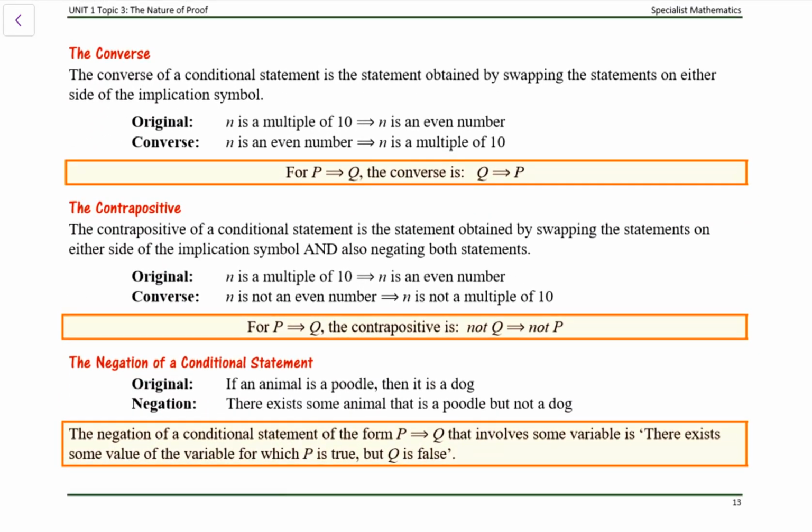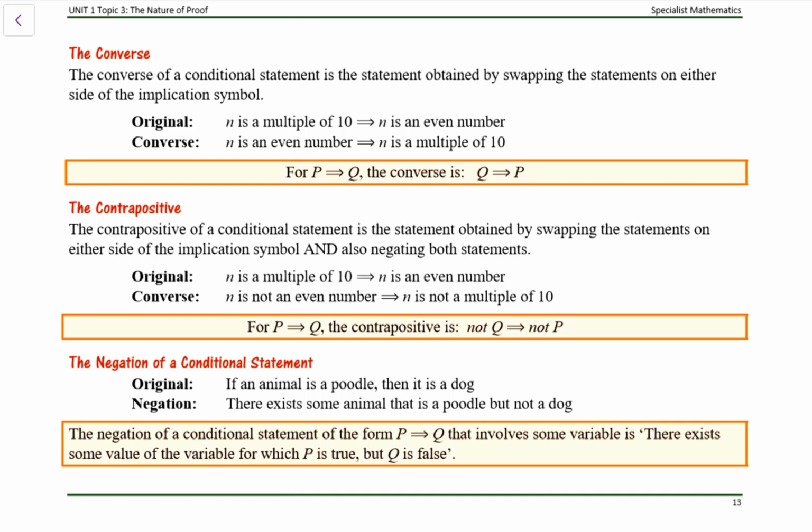Now let's look at the converse. The converse of a conditional statement is a statement obtained by swapping the statements on either side of the implication symbol. So the original, n is a multiple of 10, implies n is an even number. The converse of that would be n is an even number, which implies n is a multiple of 10. Okay, so for P implies Q, the converse is Q implies P. And you would note that in this case, the original, n is a multiple of 10, n is an even number, has to be true. But the converse, n is an even number, n is a multiple of 10, that is false.